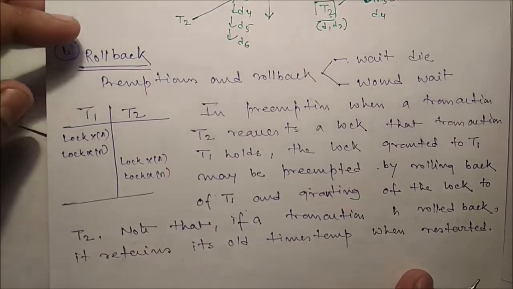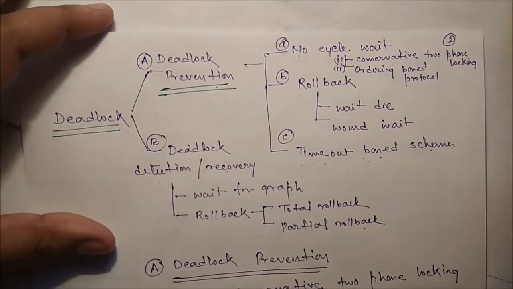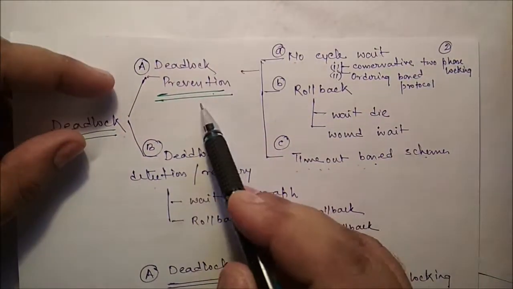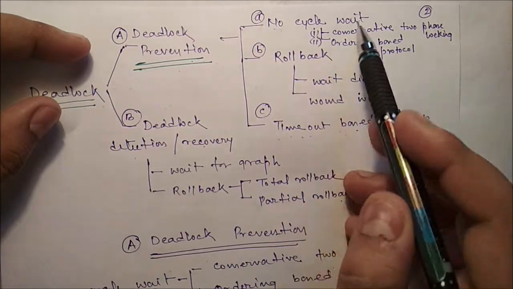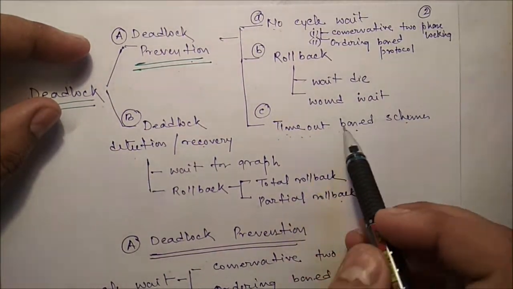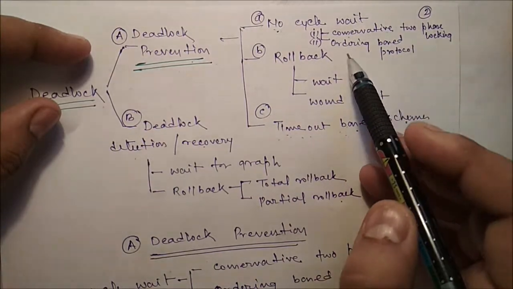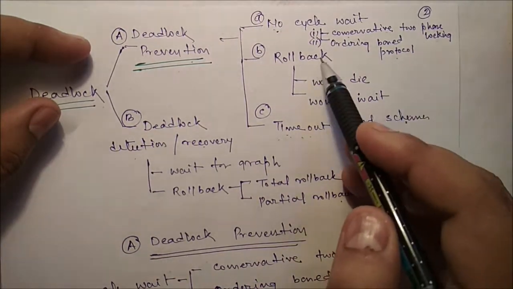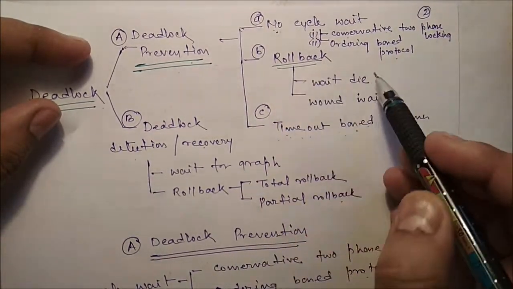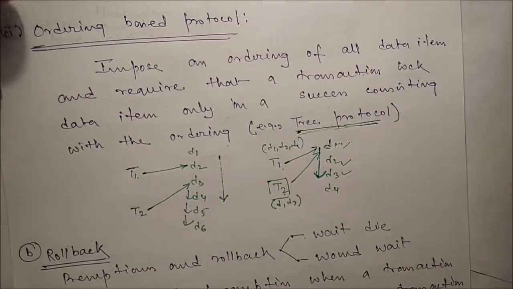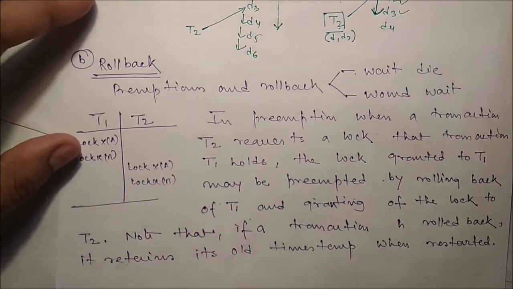Next is rollback. Now we have seen no cycle wait: in deadlock prevention there are no cycle wait, rollback and timeout based scheme. So we have completed conservative two-phase locking and ordering based protocol. Now we'll talk about rollback. These are of two types, wait-die and wound-wait.